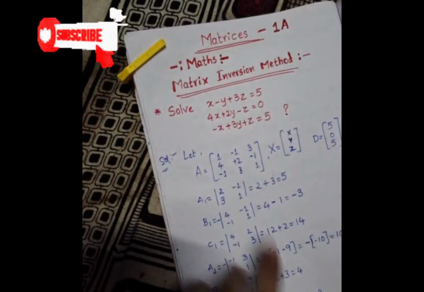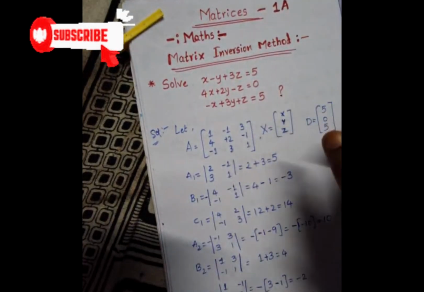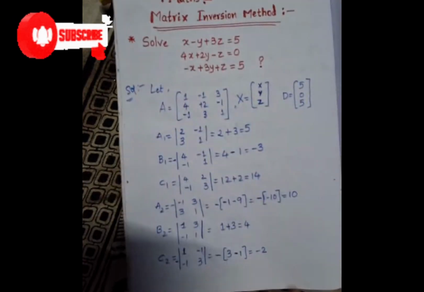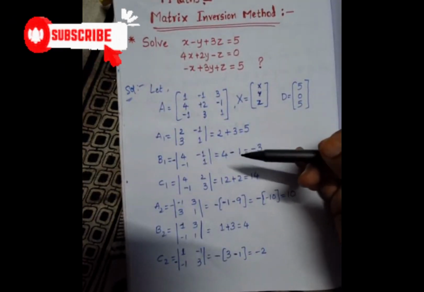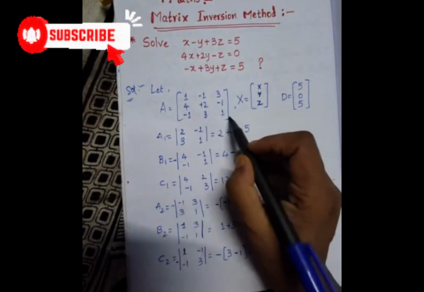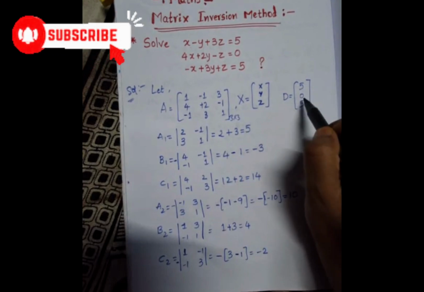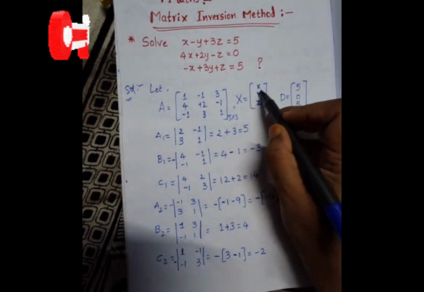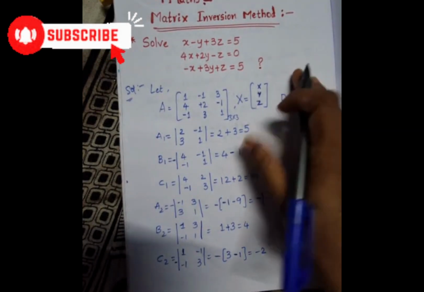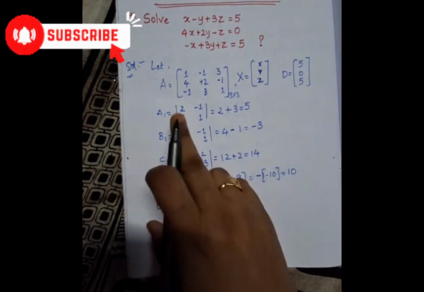equation. Okay, this way we have to do the matrix inversion method, very easy steps. So again I am going to explain what steps we have to follow. First, the given equations we have to write in matrix form, that is a 3 by 3 matrix A given, and D is a single line matrix, that is a column matrix, and X is what we have to find, the x y z values, children.